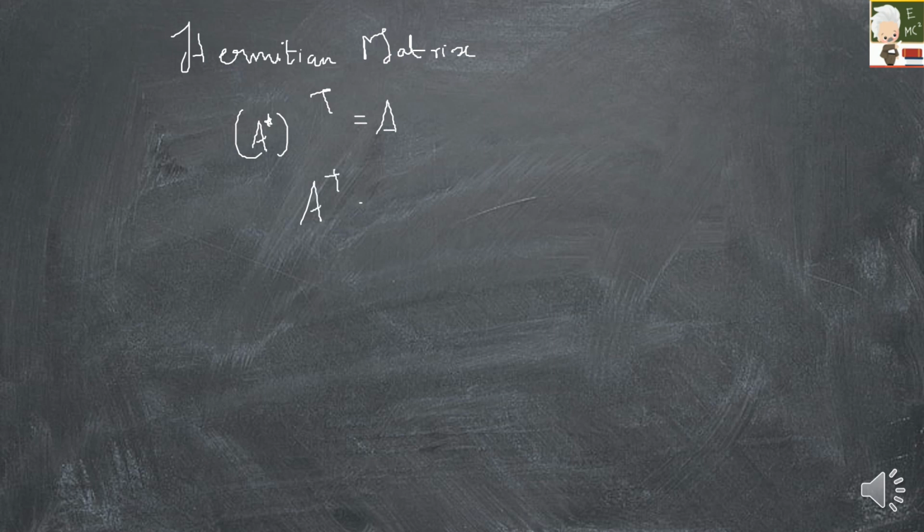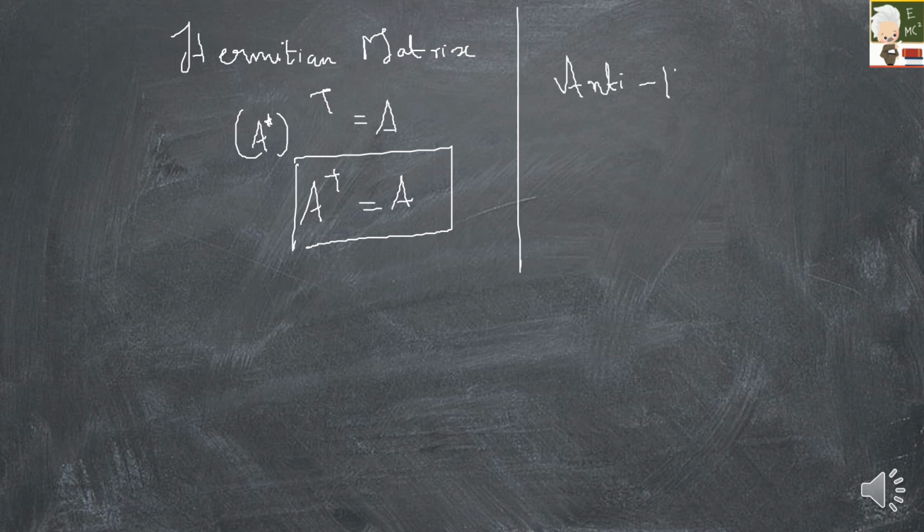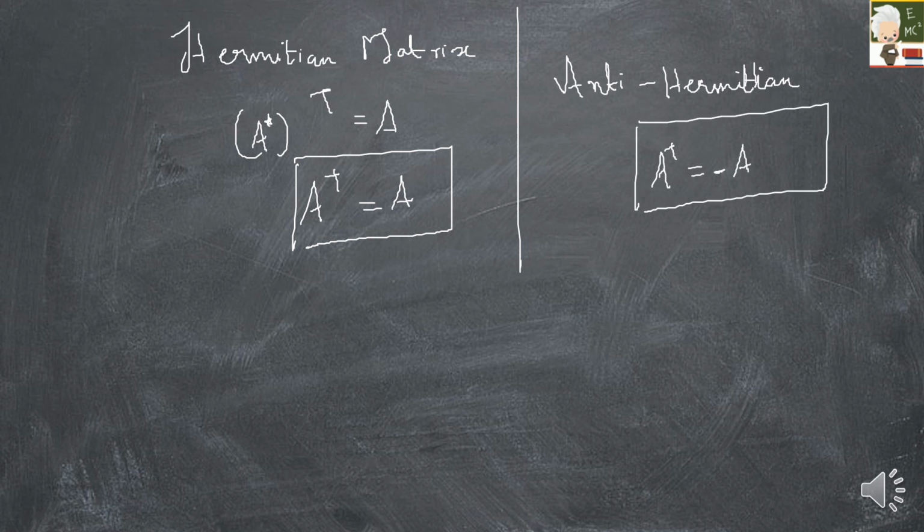Next is Hermitian matrix, which you have heard in your quantum. So what is Hermitian matrix? Hermitian matrix is nothing but A star transpose is equal to A. So that is nothing but A conjugate is equal to A. So this is what we called as Hermitian matrix. There is one more thing which is AntiHermitian matrix, which is your A conjugate is equal to minus A.